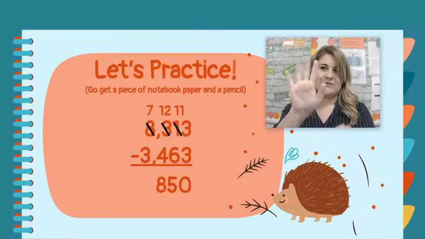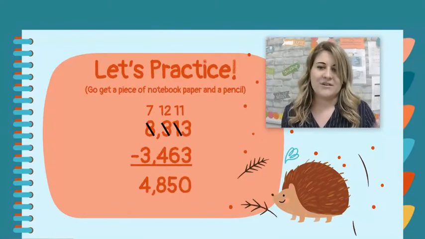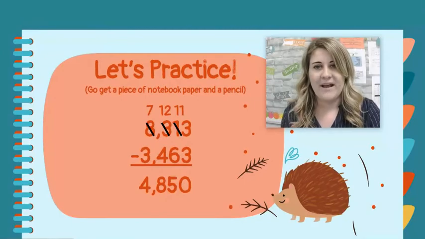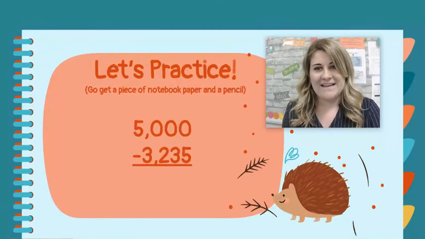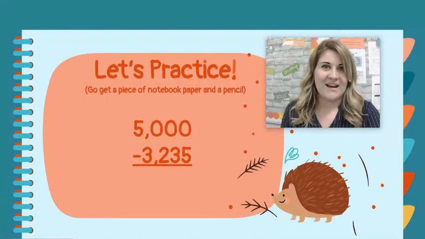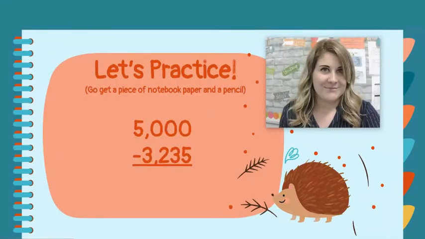7, take away 1, 2, 3, would give us 4. So my answer is 4,850. Now, I want to talk to you about what happens if I have a number that has zeros. This is where it gets really tricky. There's a lot of steps. We're going to walk through it together, okay?